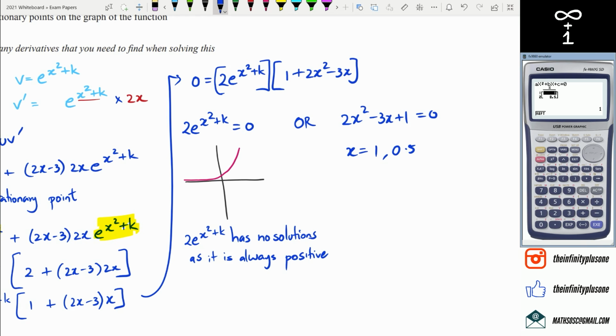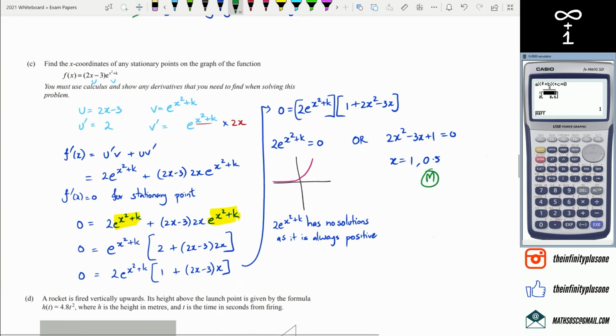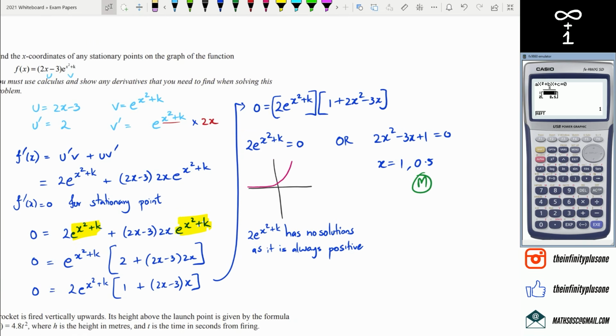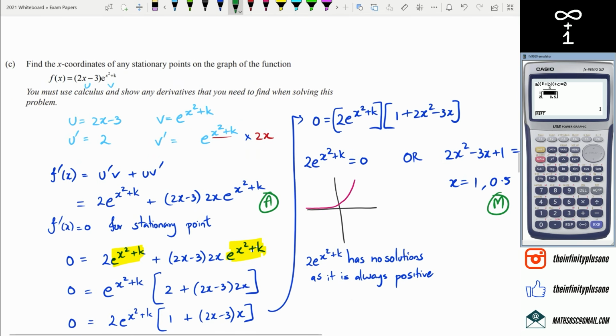However, once again, checking the answer schedule, they're saying that reference to that is not required. They're just looking for the correct solution with the correct derivative to get a merit. So you're going to get a merit from that, and the correct derivative is going to get you an achieved. Okay, so let's go to the next question.